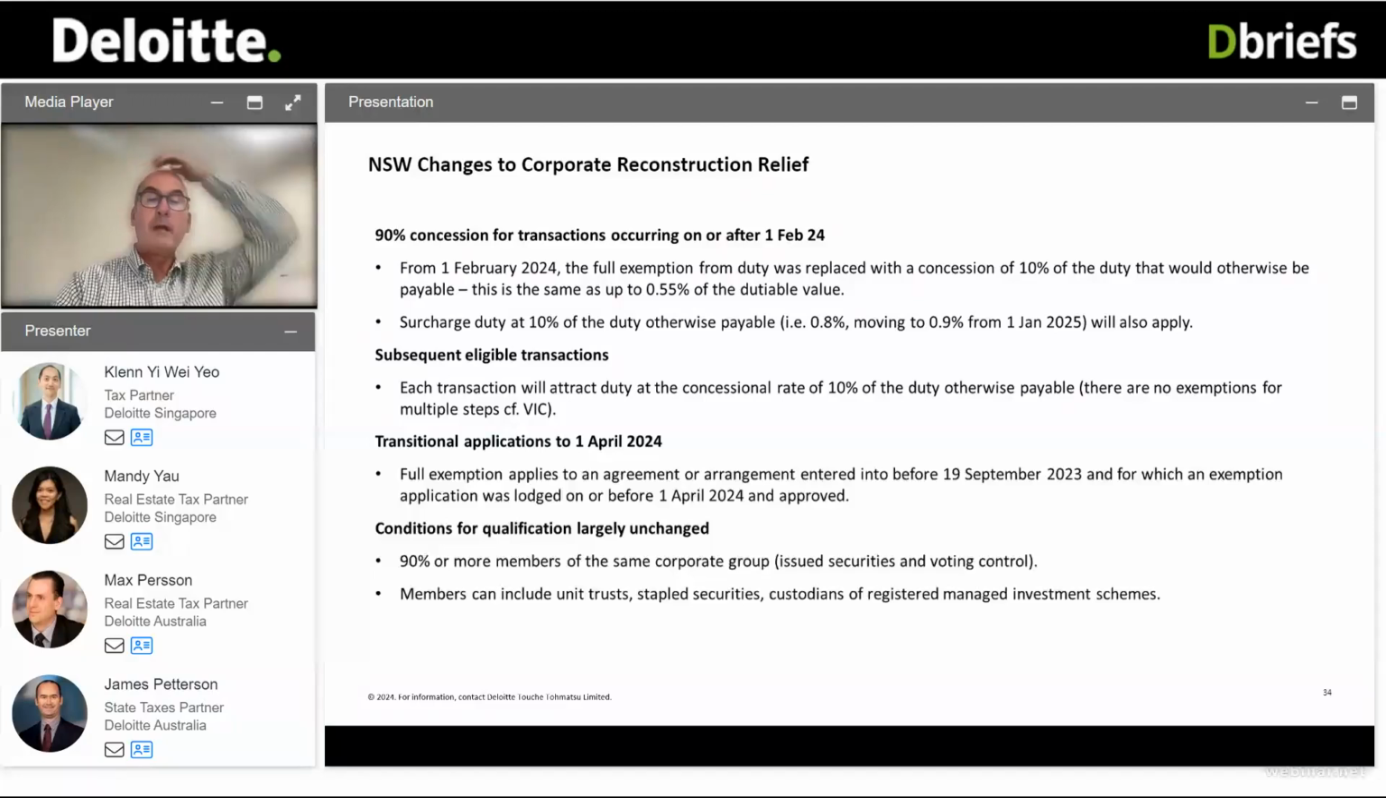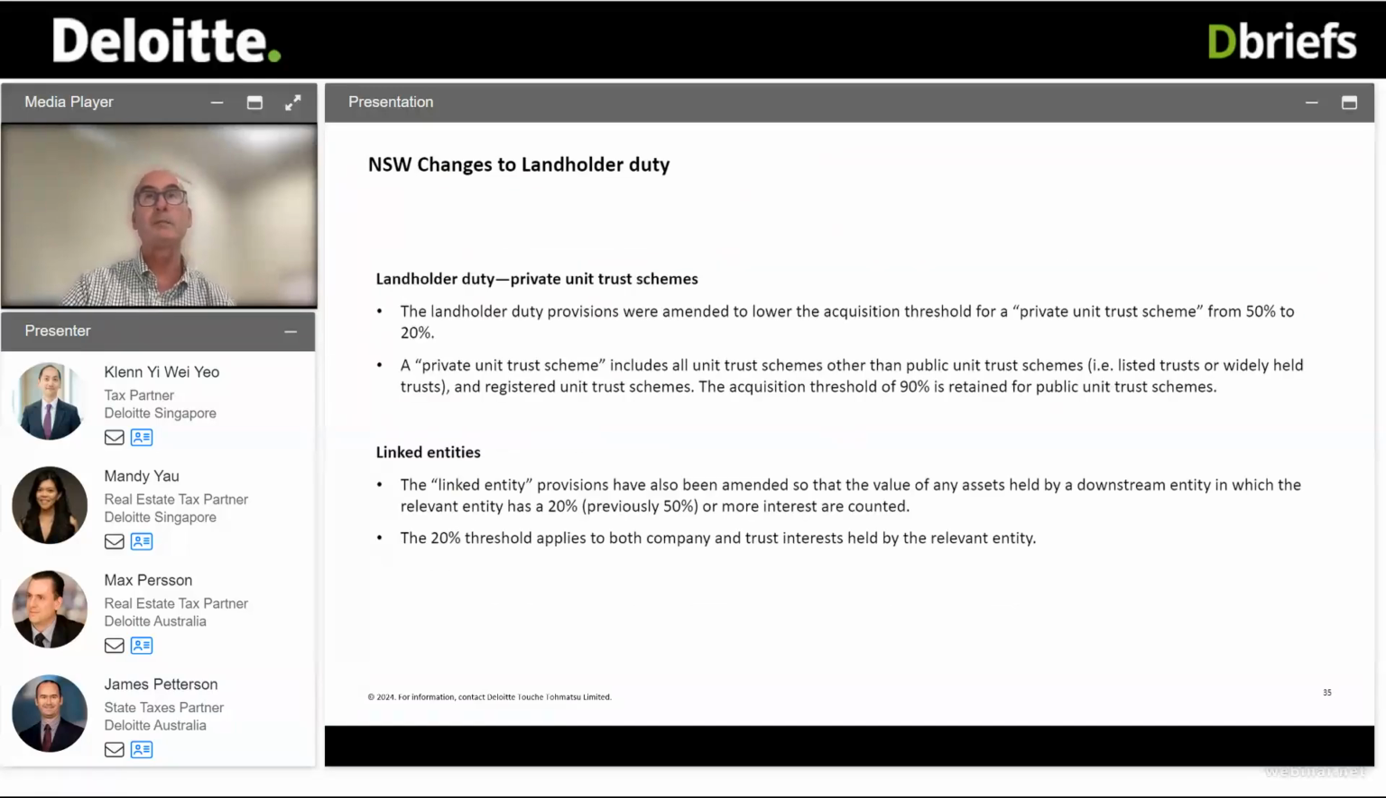But this means that rather than being exempt, each step in a restructure will be subject to duty of between 0.55% and, by the time the rate increases next year, 1.45% of the value of the underlying New South Wales property. We move to the next slide, thank you. From a landholder perspective, changes here was a threshold change for private unit trusts, where it's been reduced from 50% to 20%.